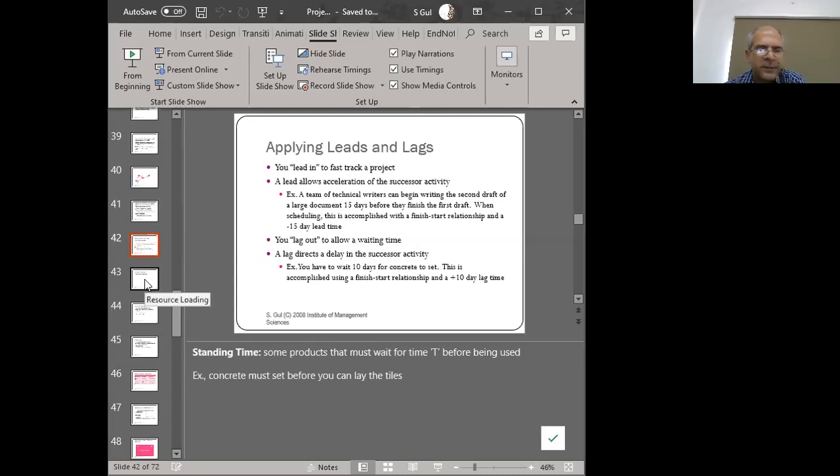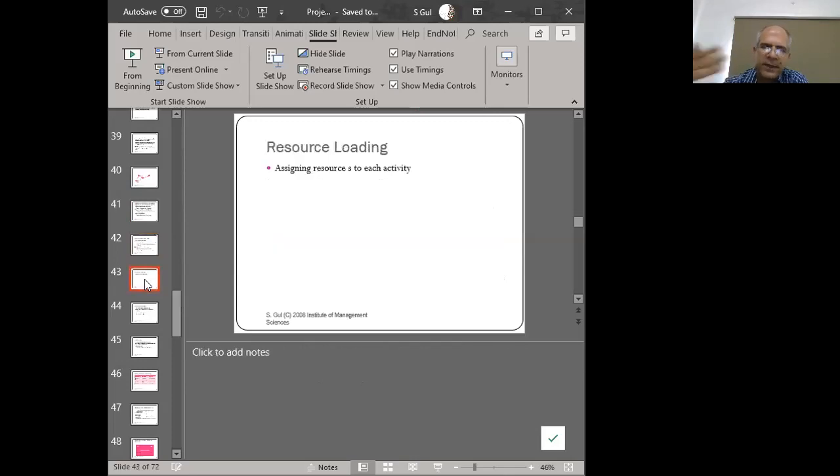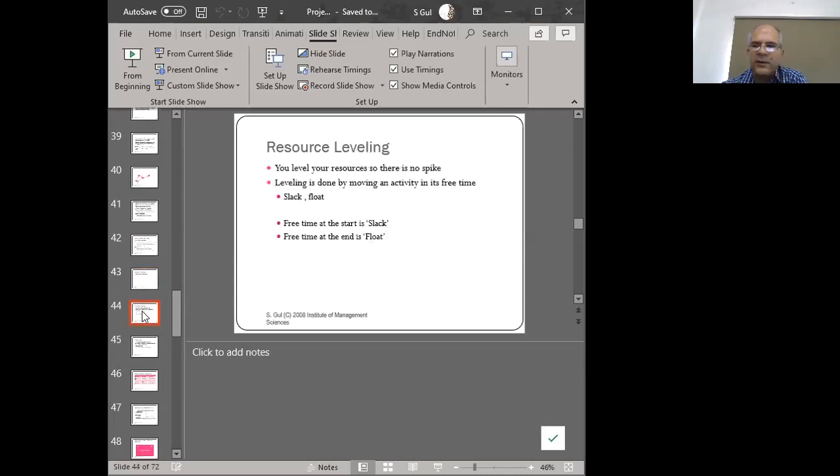So there may be a physical requirement or a procedure requirement, and you're unable to begin the next step. Resource loading is now assigning each of the activities to a group or to an individual. So if you assign me a particular activity and say you've got 60 hours of work to be done in a week and a half, and you write my name against it and make me busy, that means that you are loading. You have loaded me onto that activity.